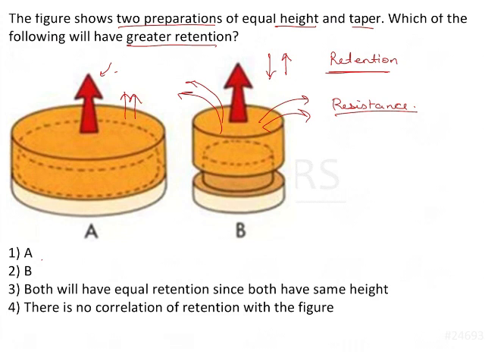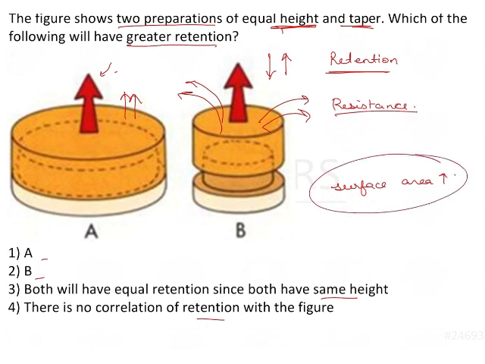greater retention? A, B, both will have equal retention since both have same height, and there is no correlation of retention with the given figure. So for two teeth or two structures of similar height and taper, the one with the greater surface area will have greater retention because that is the amount of luting area that you are excessively getting. Okay, so greater the area, greater will be the retention. That is a direct correlation.